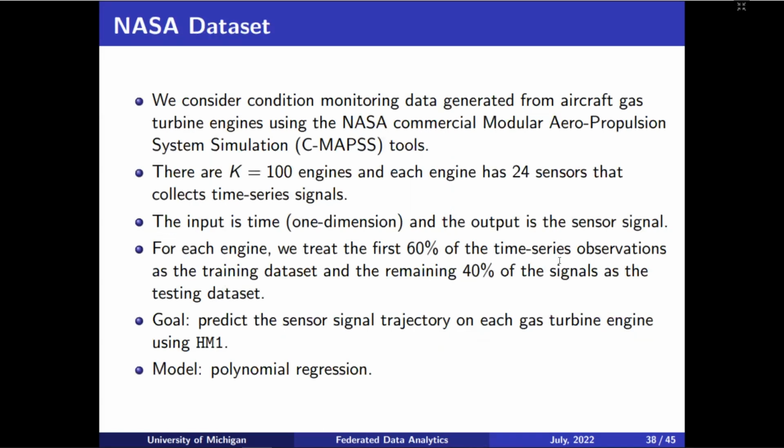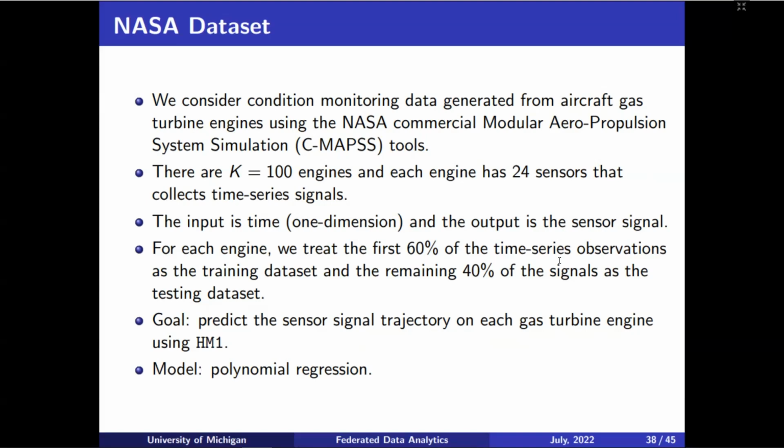Next, let me show the performance of HM1 on a real-world case study, in which I use the NASA dataset. We consider the condition monitoring data generated from the NASA simulation tools. Overall, there are 100 engines, and each engine has 24 sensors that collect the time series signals in real time. In this dataset, the input is time, which is one dimension, and the output is a sensor signal.